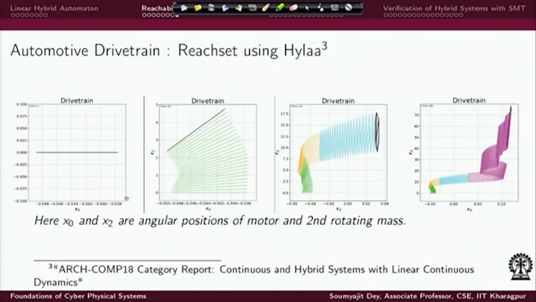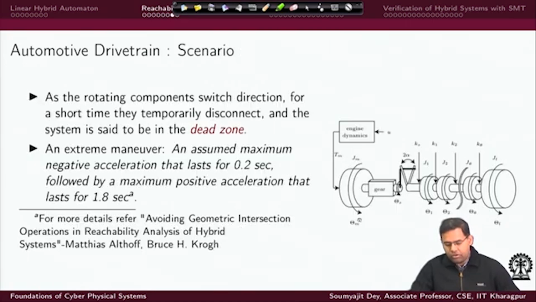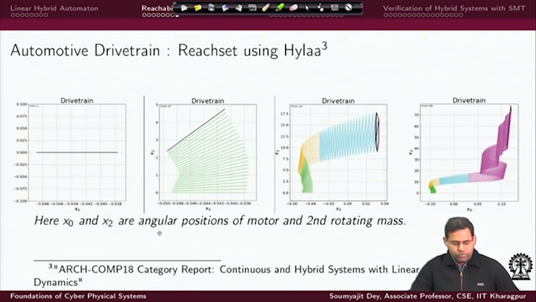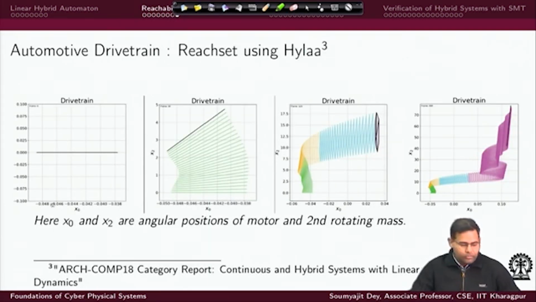Okay, so you can actually do a reach set analysis using this tool, where you are trying to create the reach set for the angular position of, let's say, the motor. This is the motor, the angular position, and one of the rotating masses, whichever is engaged here through this gearing mechanism, what is its angular position. So let's say you are plotting the angular position of these two things, that is the original motor and one of the shafts, let's say the second shaft here, and they are denoted by x0 and x2 here. So initially it was all 0, right?